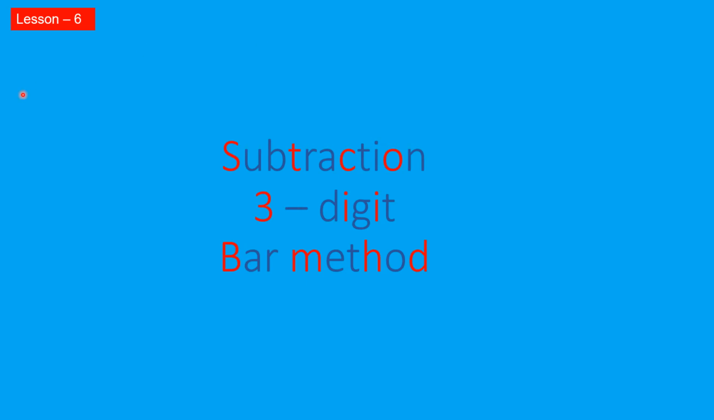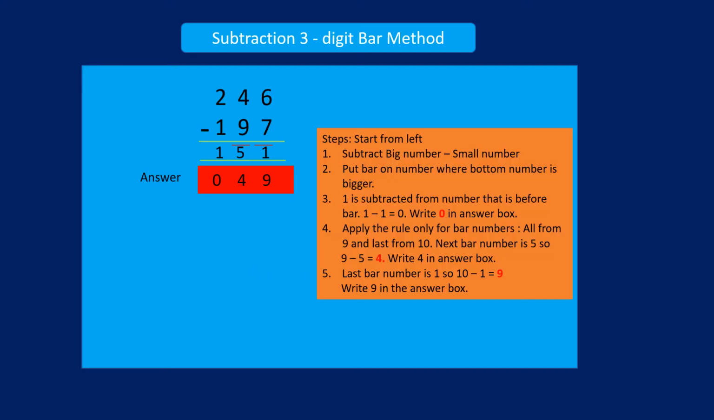So that was subtraction for 2 digits. So let's see how we do subtraction for 3 digits using the bar method. 246 minus 197. Same method, same steps.